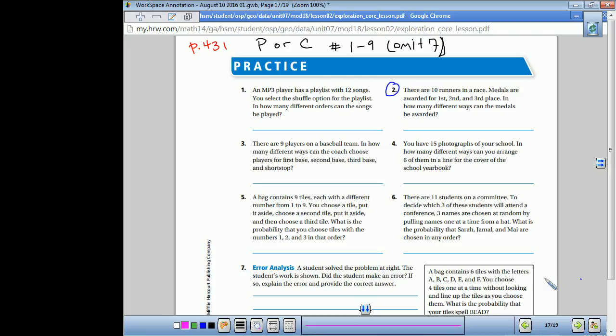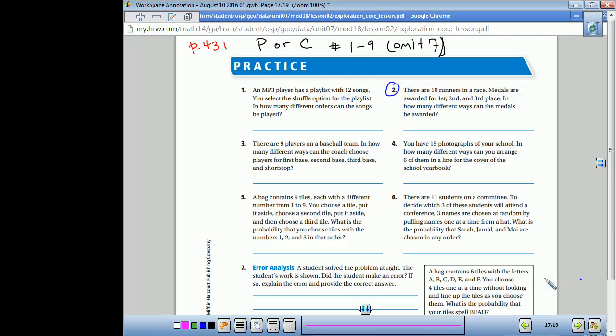All right, number 2. Does order matter? Yes. Because we all want what place? First place. That matters. Okay, so when order matters, permutation. All right, number 3. Baseball players on a team. Permutation. I care whether I play first, second, third, or shortstop. If I'm left-handed, I'm only playing what base? First. It's the only infield spot other than the pitcher.